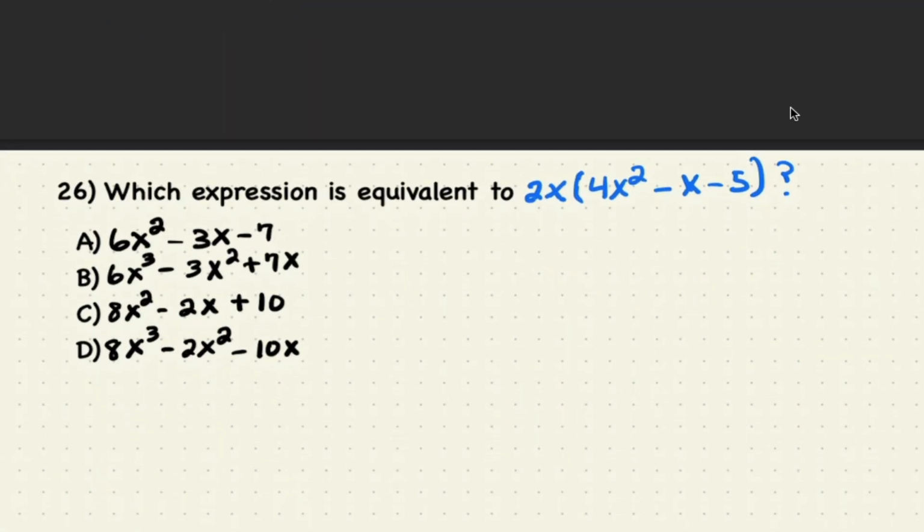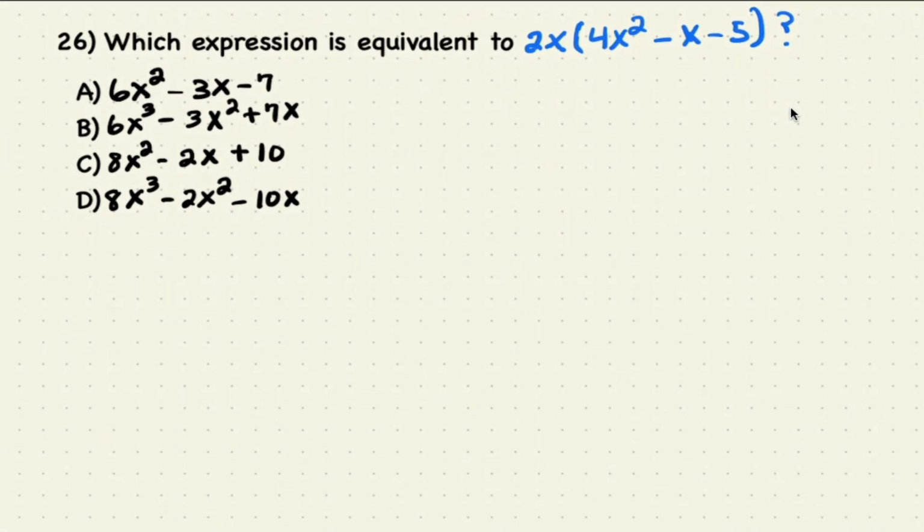So we're going to begin here at number 26. The question asks us, which expression is equivalent to 2x times the quantity 4x squared minus x minus 5? So what we have to do here is distribute this 2x. Let me change the color back. So we have to distribute this 2x to each term within the parentheses here. Okay, and we'll take one step at a time.